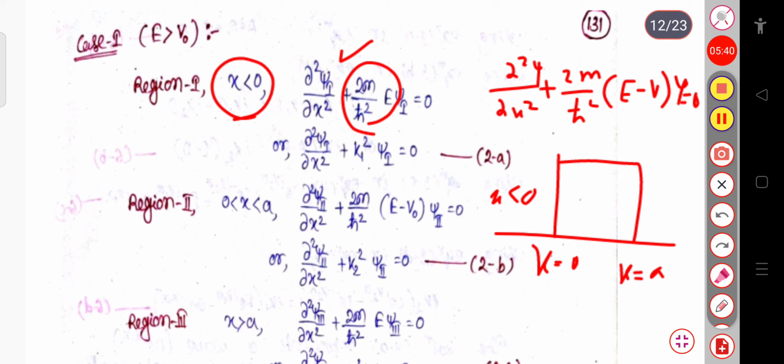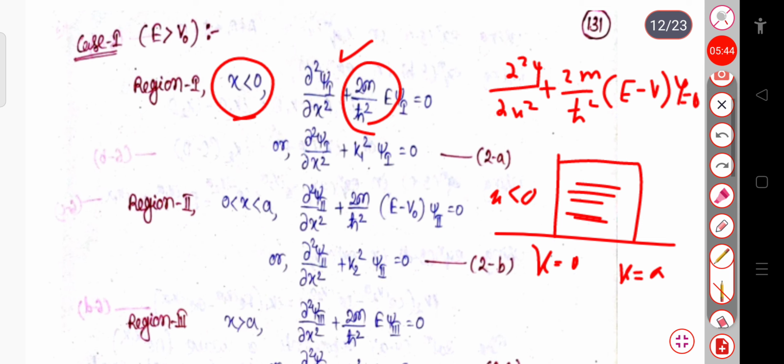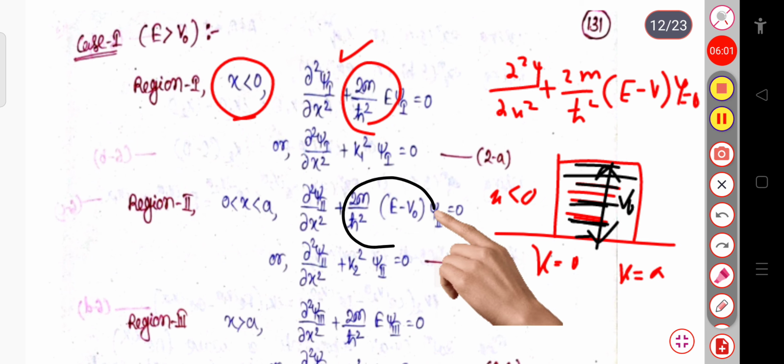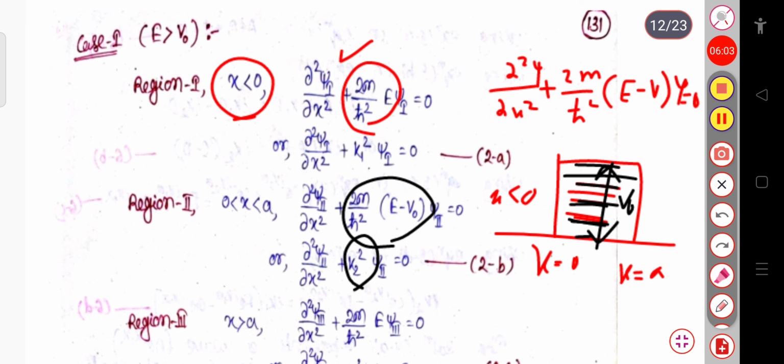And now, for the second region, that is x equal to 0 to a, in this region you can see ∂²ψ2/∂x² + (2m/ħ²)(E − V0)ψ2 = 0, because in this region the potential is V0. So here this total part, I will write as k2².